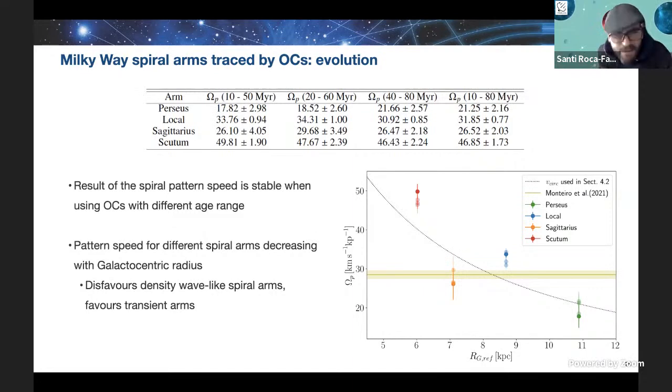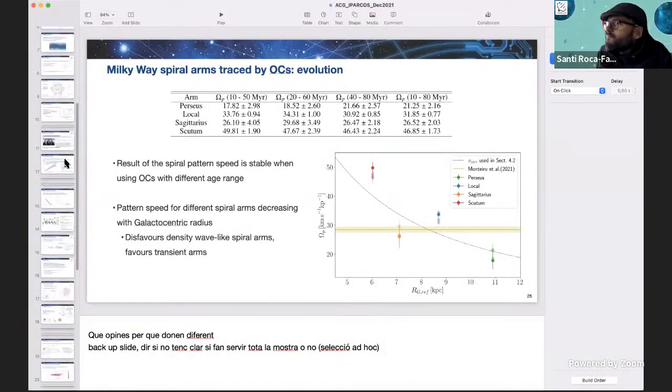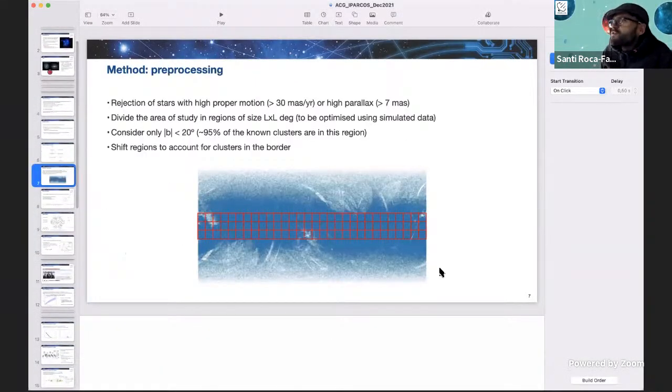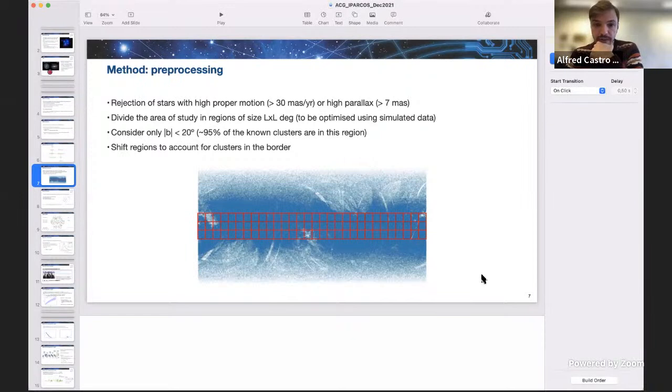At the very beginning of the talk, you said that you are rejecting a lot of stars because they have high proper motions, because they are far away. Can you use all this rejected data, apply a similar method, and try to find groups in the rejected data? Does this make sense? Have you tried it? Well, I have not tried. If it makes sense, yes.